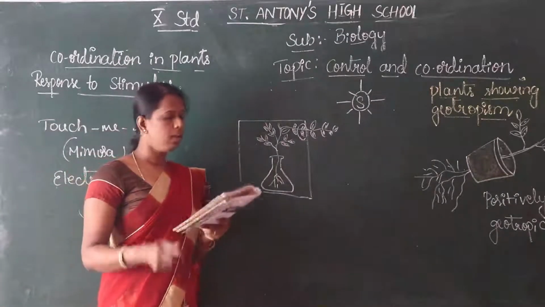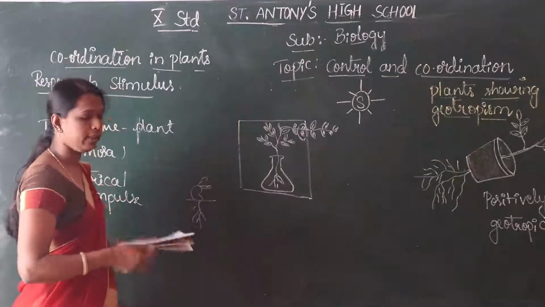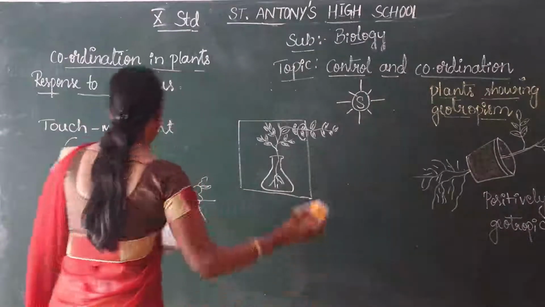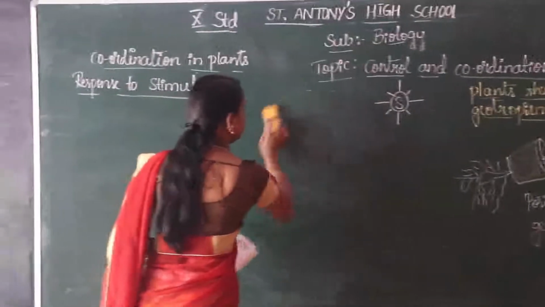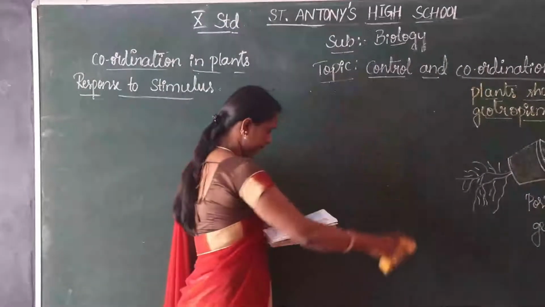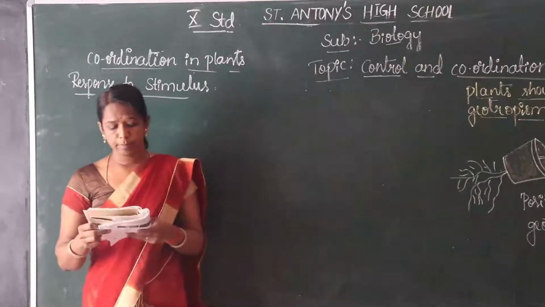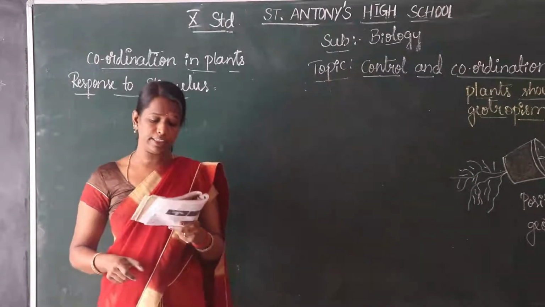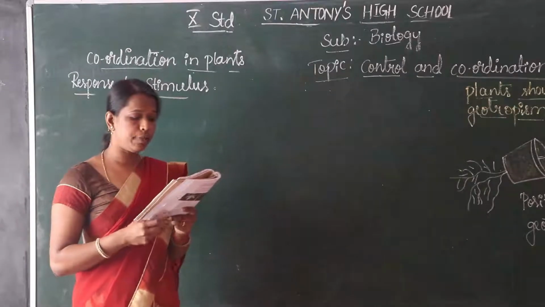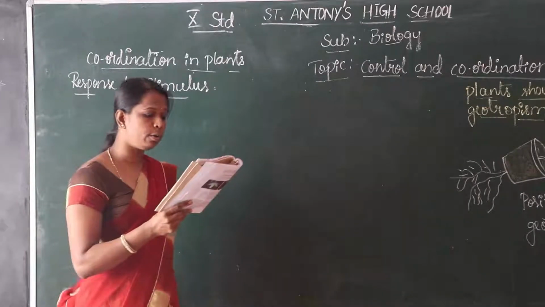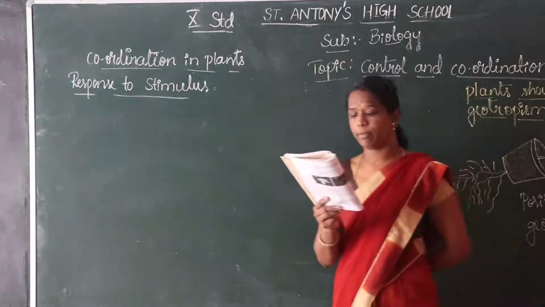Next, plants showing geotropism. How do plants show geotropism? Geo means earth. Children, usually environmental triggers such as light and gravity will change the directions in which the plant's parts grow. These directions or growth movements can be either towards the stimulus or away from it.